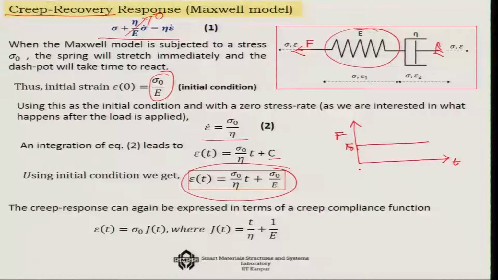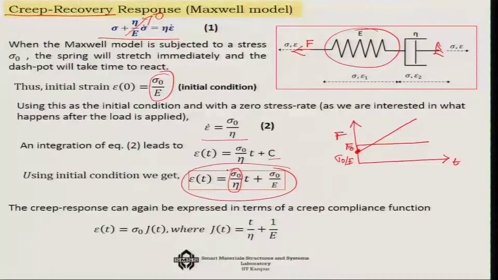If I plot that with respect to time, it will be something like sigma 0 over E as the initial value, let us say somewhere here in the same plot, and then it is going to be a constant, uniform slope line, and the slope is sigma 0 over eta. With that it will continue. So, this is the solution that the Maxwell model is going to tell us.